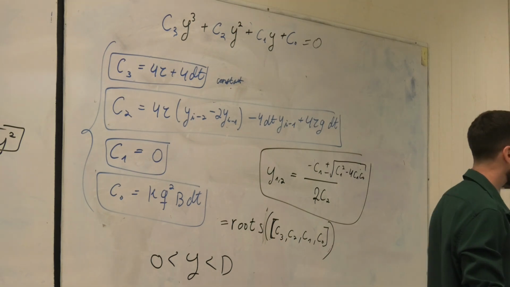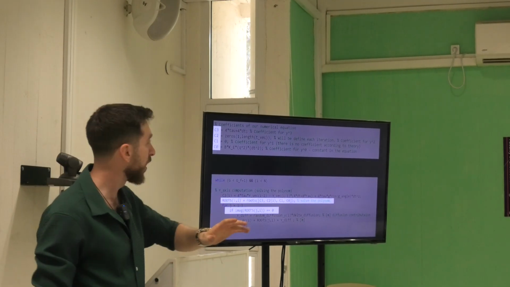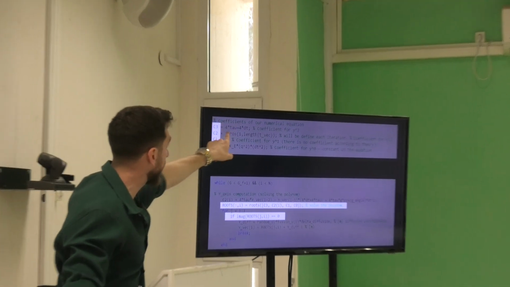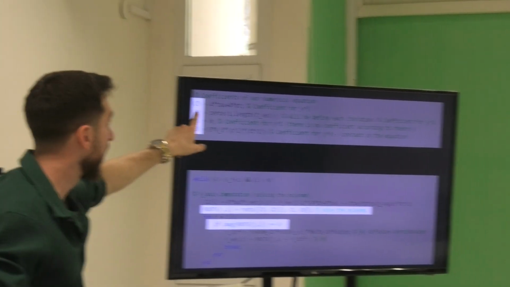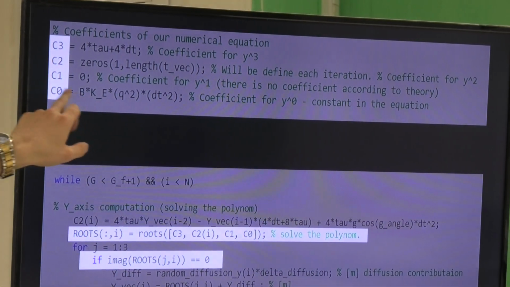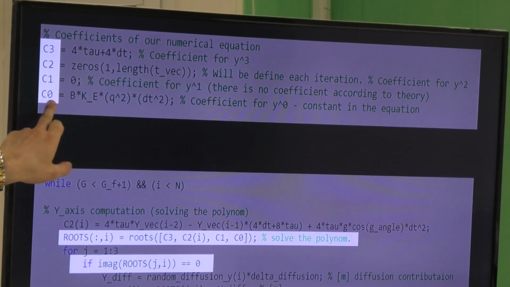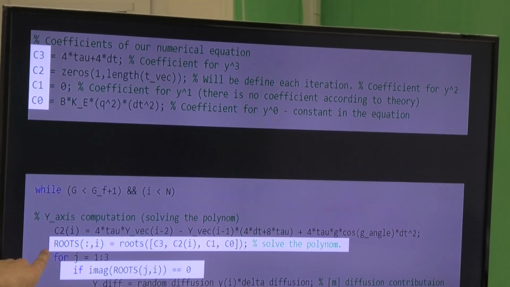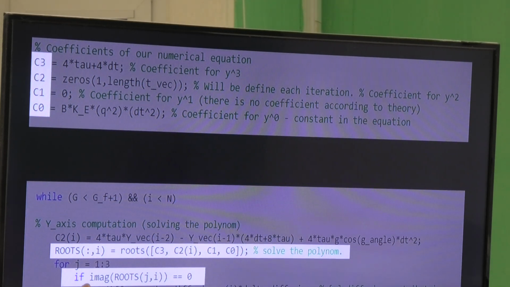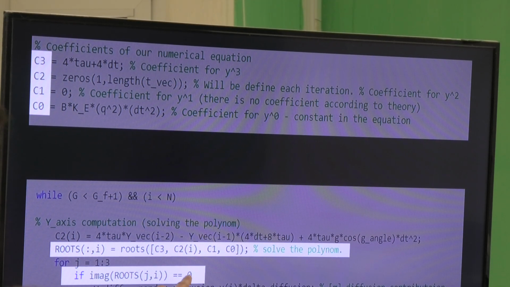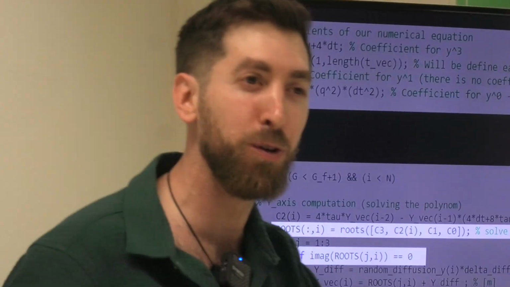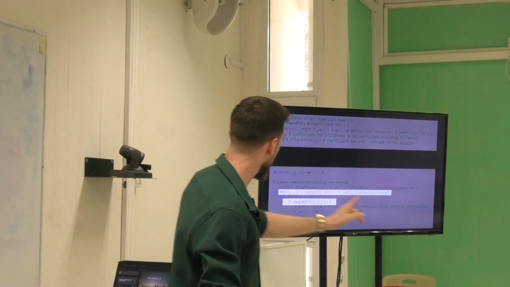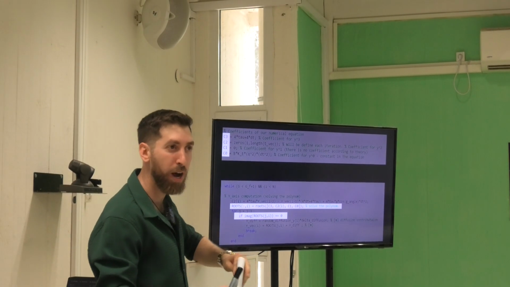Don't worry, I'm going to send you the MATLAB code that I have, but that's what I want you to see. I define the coefficients, 4 tau multiplied by 4 dt. C2, I define later as a vector. You're going to see C1 is 0, C0 is B multiplied by the electrostatic terms, and then I have a command to find the roots of the equation. And I said, if the imaginary part is equal to 0, if you don't have an imaginary number, take this result, add some spice, some diffusion to the solution, because we neglected the diffusion term in the force balance equation, right? And that's it. You have the new location of y.